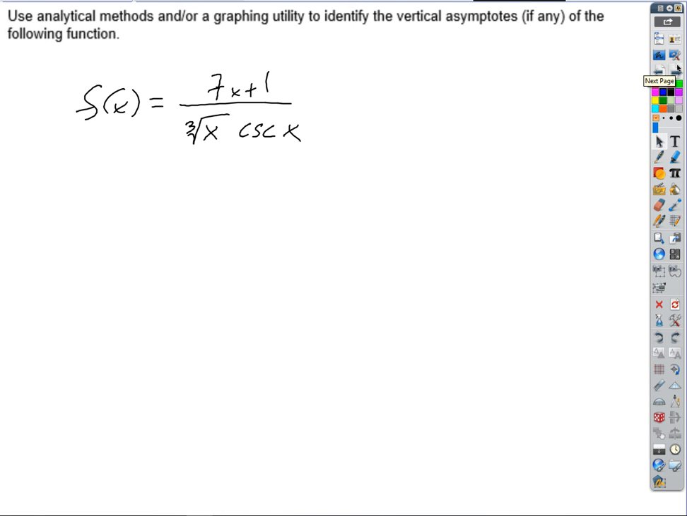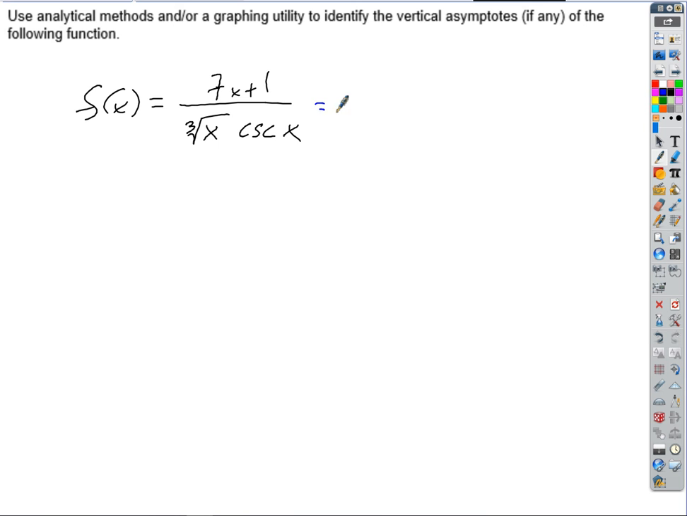Use analytical methods, no graphing utility, just analytical methods, to identify the vertical asymptotes, if any, of the following function, okay? So there's almost no algebra, it's just thinking. What are we gonna do on this? I wanna rewrite this thing, right? First of all, what's 1 over cosecant equal to? No, just sine, right?